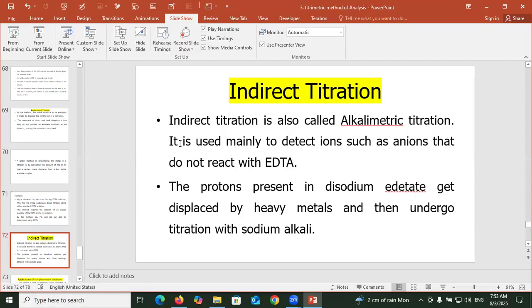Indirect titration. Indirect titration is also called alkalimetric titration. It is used mainly to detect ions such as anions that do not react with EDTA. The protons present in the disodium EDTA get displaced by the heavy metals and then undergo titration with sodium alkali.